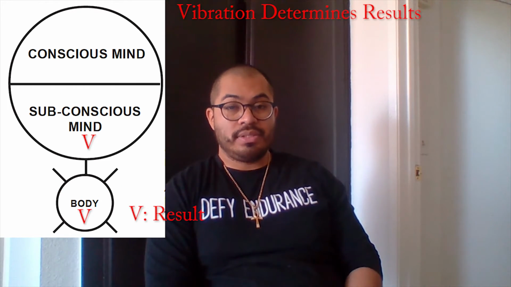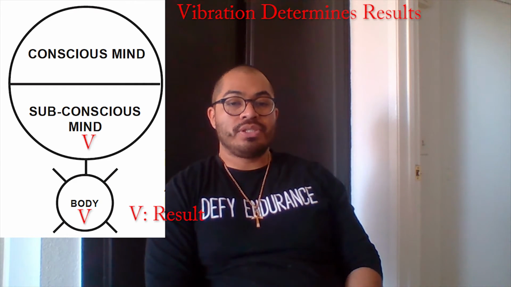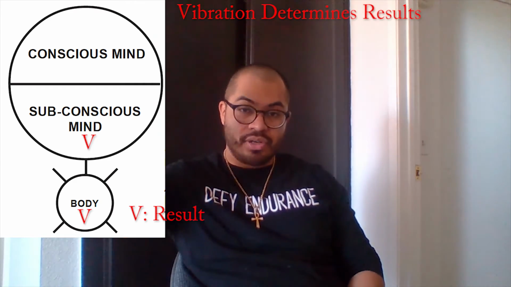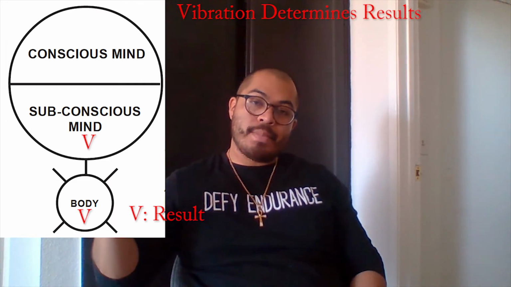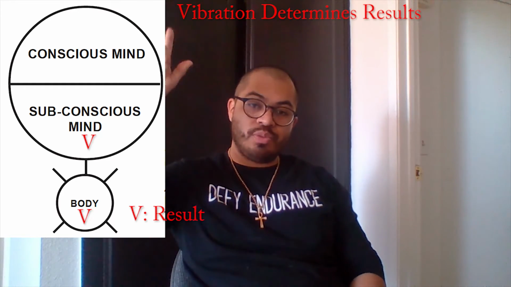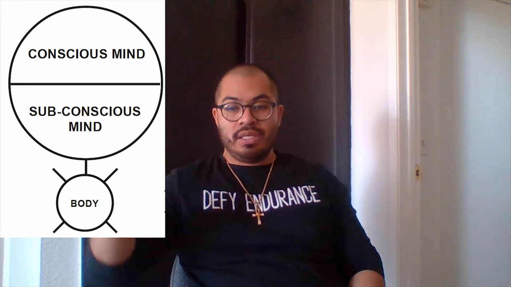Hope you like this one. This one is more about having an image of the mind. And the image of the mind is this big circle right here. Split it in half. Then you have two parts to it: conscious and subconscious mind, and the body. The most important thing here is the mind. Think about it as a circle with two parts to it.